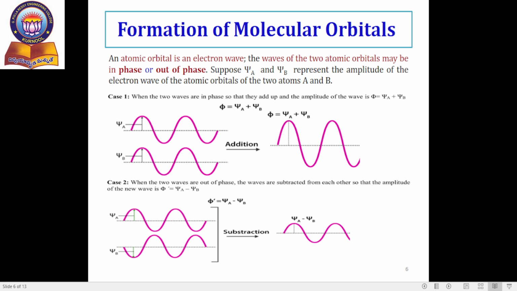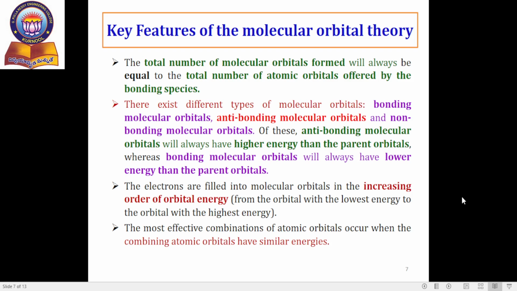The waves of the two atomic orbitals may be in phase or out of phase. Suppose psi A and psi B represent the amplitude of the electron wave of the atomic orbitals of two atoms A and B. In case 1, when the two waves are in phase, they add up, and the amplitude of the wave is psi A plus psi B. When the two waves are out of phase, the waves are subtracted from each other so that the amplitude of the new wave is psi A minus psi B.